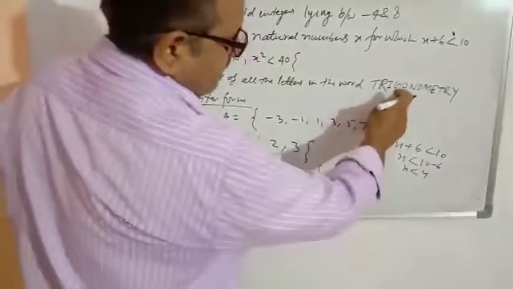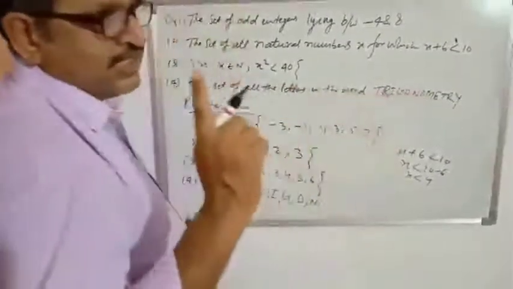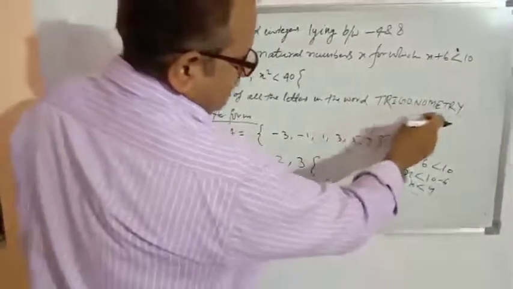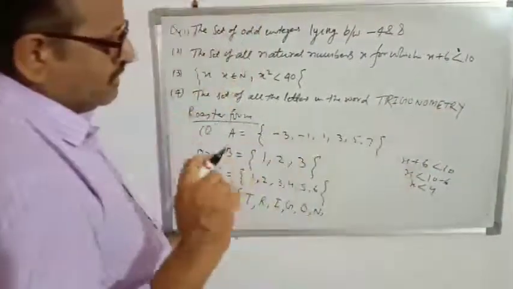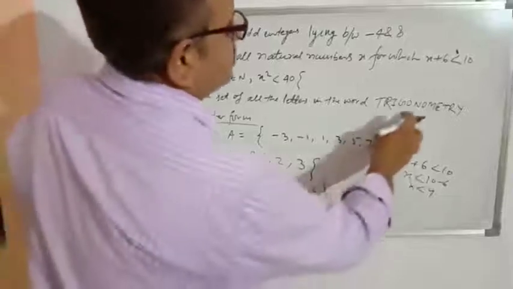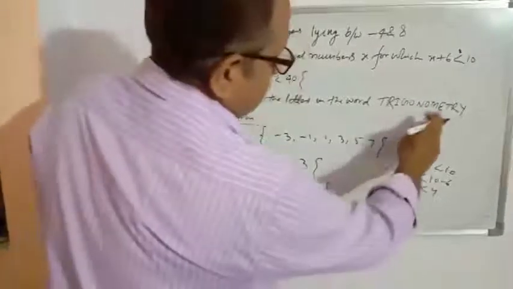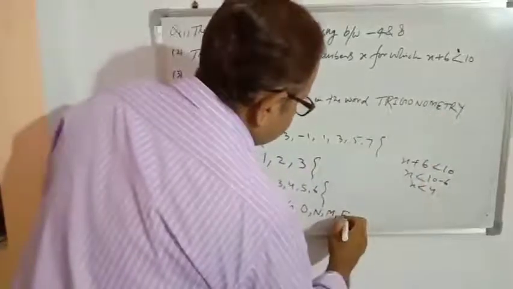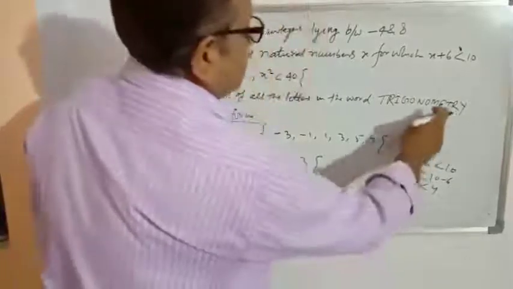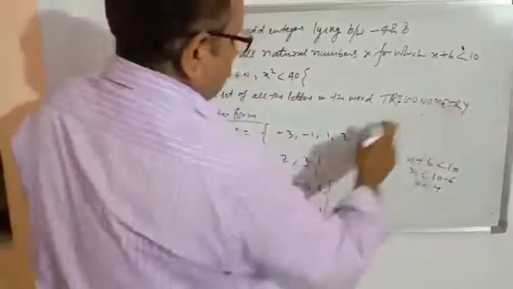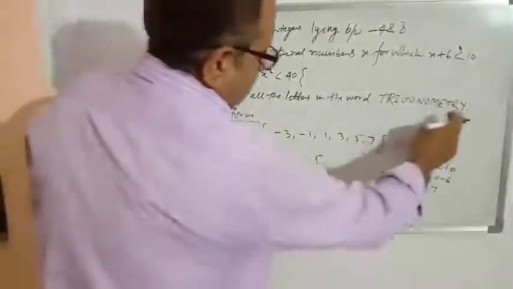O I have written already here. So if one letter is coming two times, we have to write in the set only one time. So here O is coming two times. T is coming here two times. So we have to write only one time. After that M, E. Again T is coming here. I have written T already here. R is coming here. R is already written here. Last one Y.